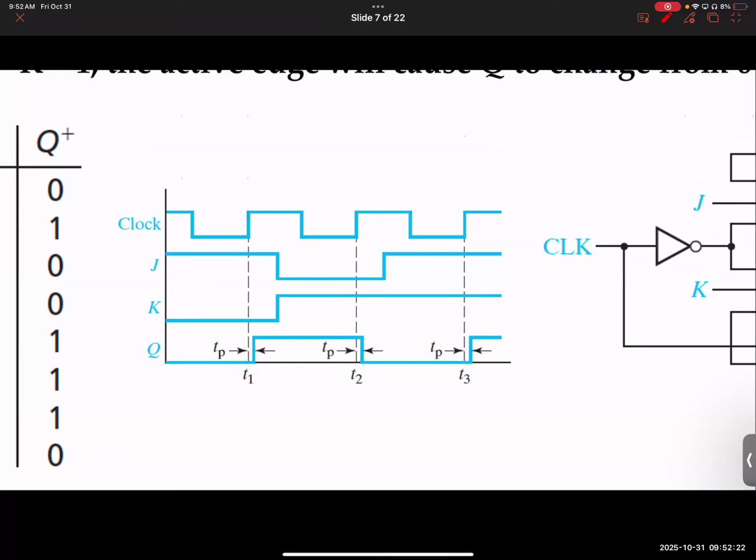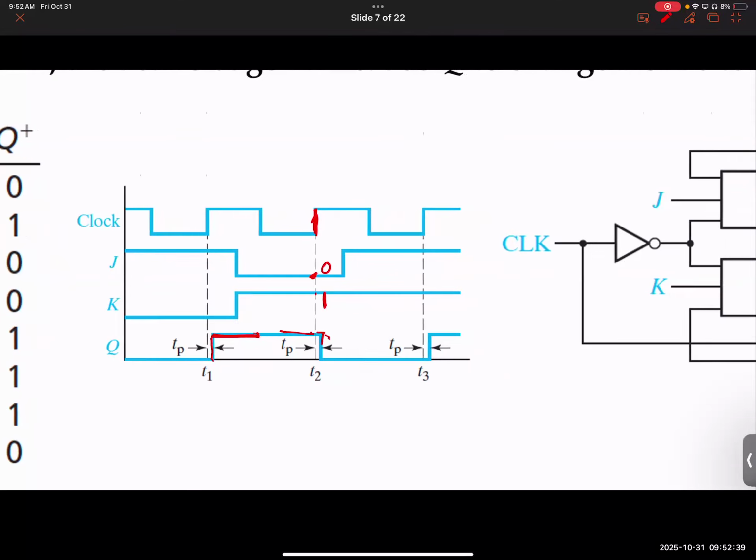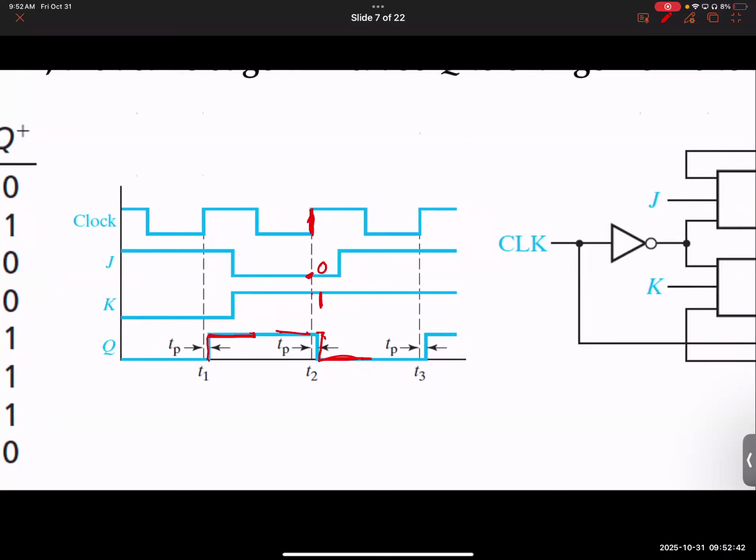Still with me? Okay. Now you stop, because you don't care about anything else until the next clock edge appears. Okay, so this is when the next clock edge appears, and you look at J and K again. Now J is 0, K is 1, as if you're trying to reset. So you reset the output down to 0 after a delay.